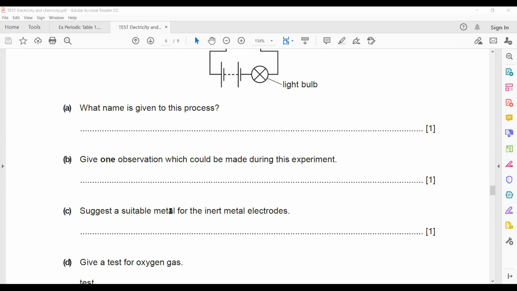Suggest a suitable metal for the inert metal electrode. So which metal is suitable? Platinum. If it was a non-metal, then graphite is suitable.